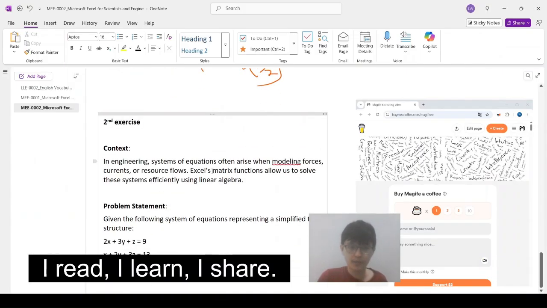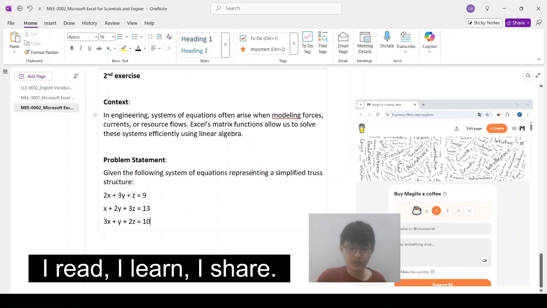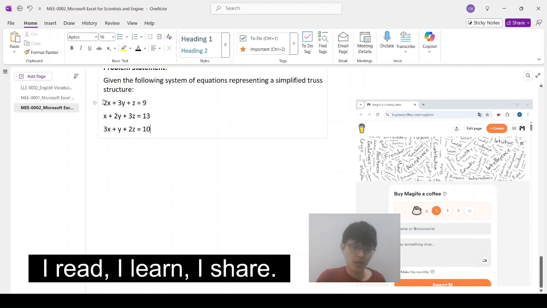I repeat. So this is the second exercise. It involves one of the classic math concepts, matrix function. This exercise is to use matrix function to solve a linear algebra problem. So here's a problem with the following system of equations. You need to find out the values of x, y, z.